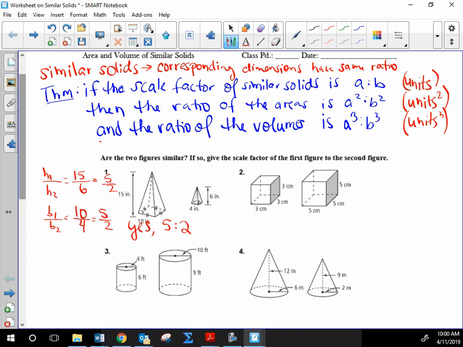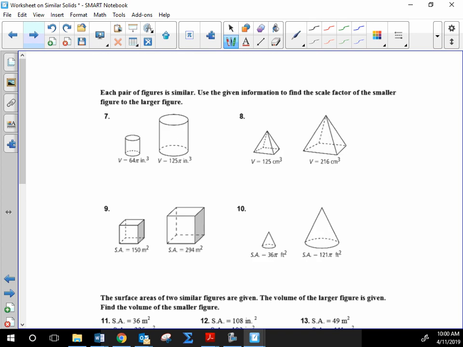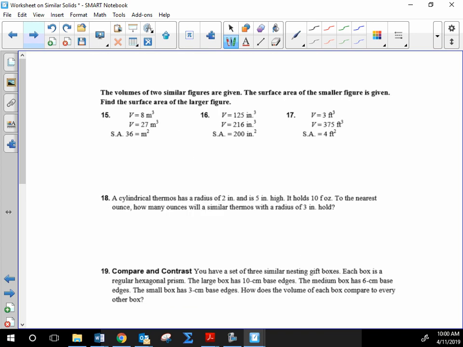So let's take a look at why this is helpful for us. Let's take a look at number 15. So just look right back side to number 15. So they give us the volume and they tell us that these are similar. And then it says they give us the surface area, the smaller one. Find the surface area, the bigger one. They didn't give me any of my dimensions, so I can't just plug it into my formula because I don't have those dimensions. We, in fact, don't even know what the shape is. But they gave us our volumes. We can find that ratio.